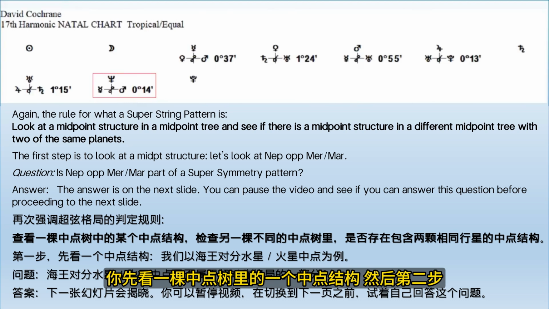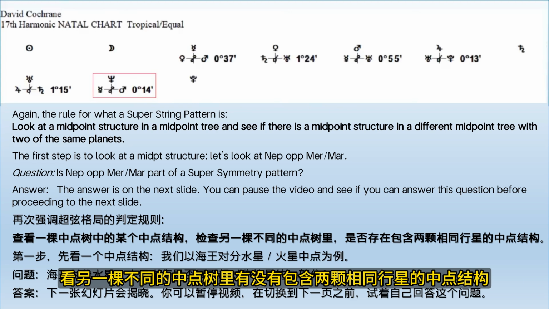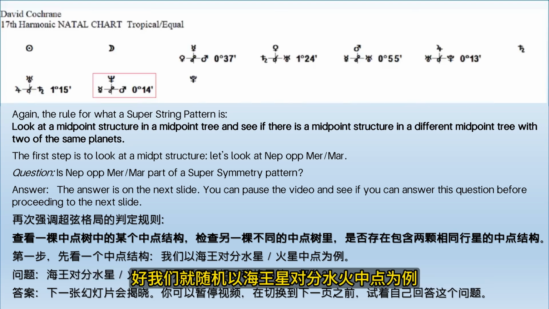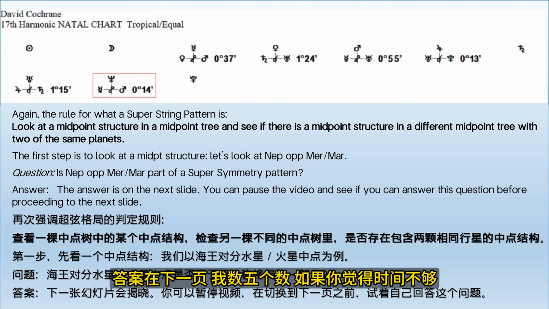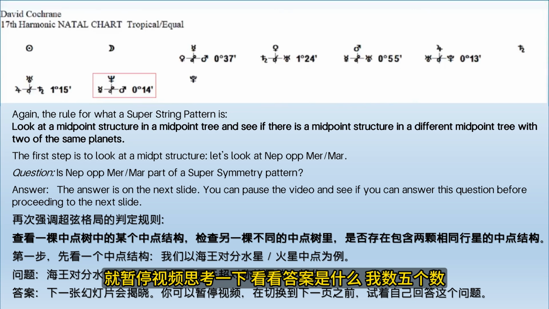So you look at a midpoint structure in a midpoint tree, and then step number 2, see if there is a midpoint structure in a different midpoint tree with two of the same planets. Okay, so for no particular reason, we're going to use Neptune opposition Mercury, Mars. Now, question. Is Neptune opposition Mercury, Mars part of a supersymmetry pattern? Answer is on the next slide. I'll count to 5, and if that's not enough time, pause the video, think about it, and see what the answer is. So I'll count to 5.